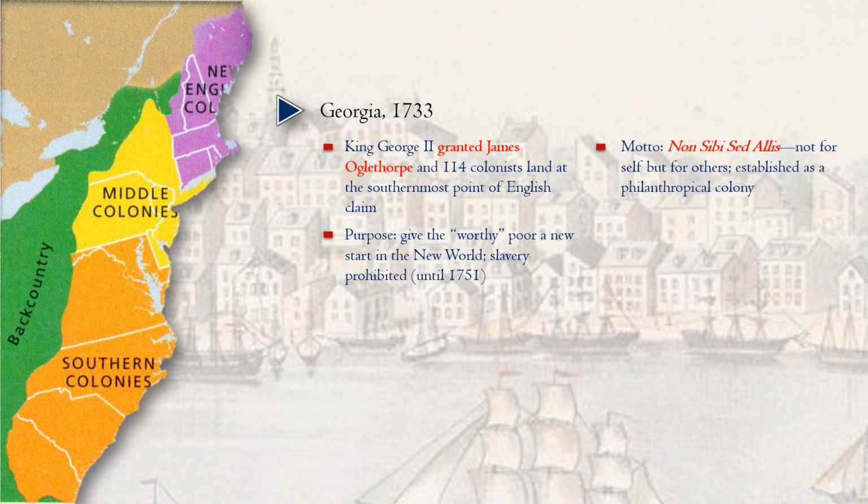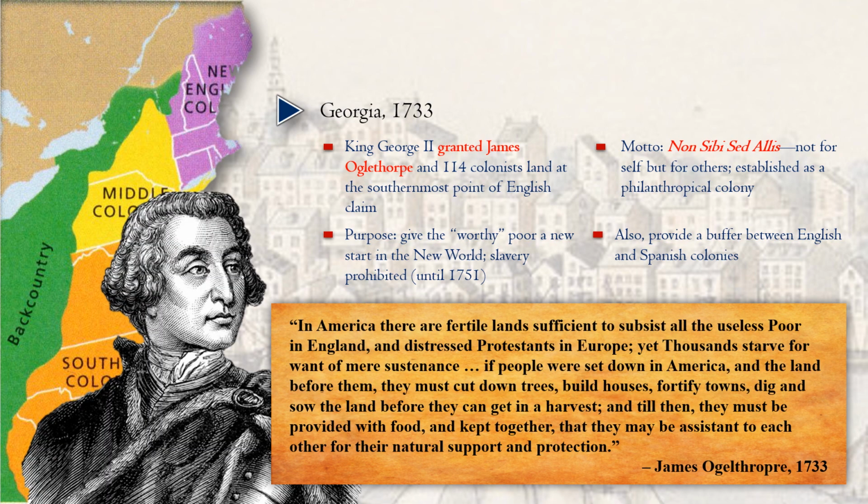And the idea behind that is that if you bring in big slave plantations and you have all this free labor, then the common man cannot get ahead because he cannot compete with slave labor. Also, the Crown looked at the foundation of Georgia as a buffer between English and Spanish colonies, and so it also has a military application as well.